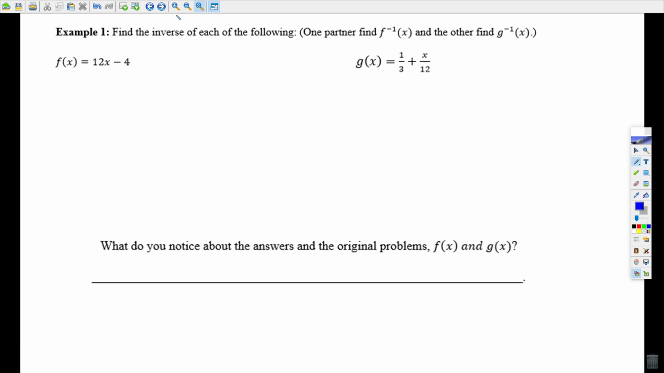So we're going to do that again 2 more times. Find the inverse of each of the following equations here. So we're going to find f inverse and we're going to find g inverse. So first we're going to do our steps. We're going to change it to y equals 12x minus 4. Switch the x and y around. x equals 12y minus 4. Solve for y. Add 4. We get x plus 4 equals 12y. Divide by 12.